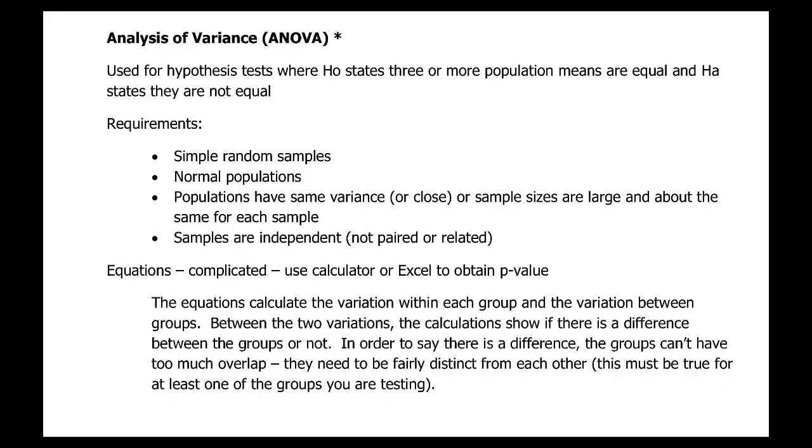The analysis of variance test, or ANOVA, is when you're comparing the means of 3 or more groups to find out if they're all the same or if at least one is different.